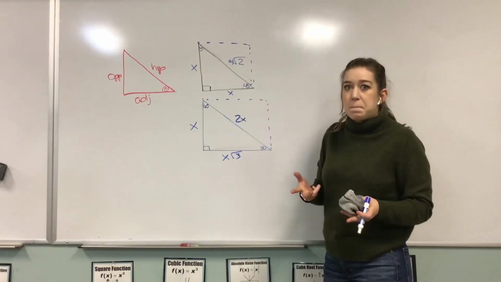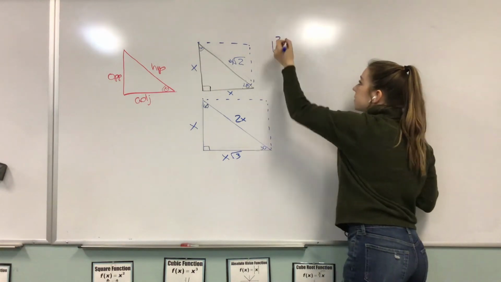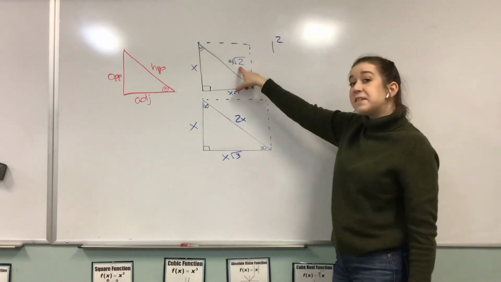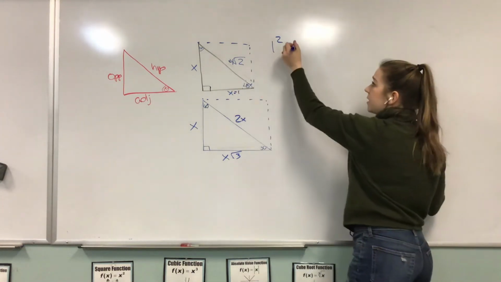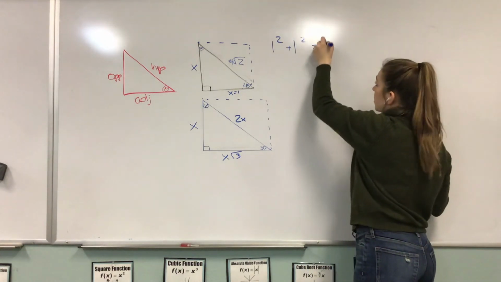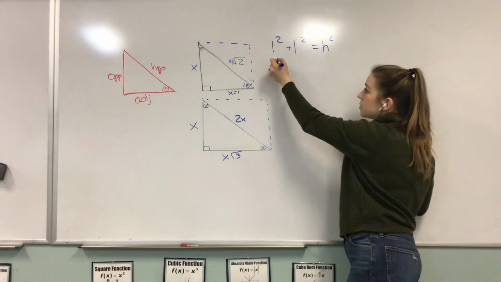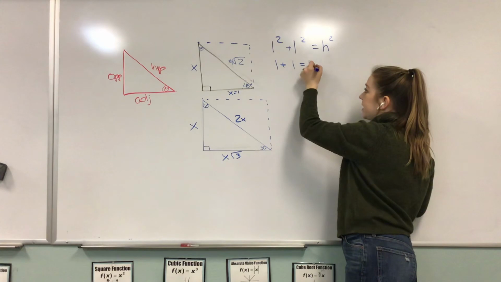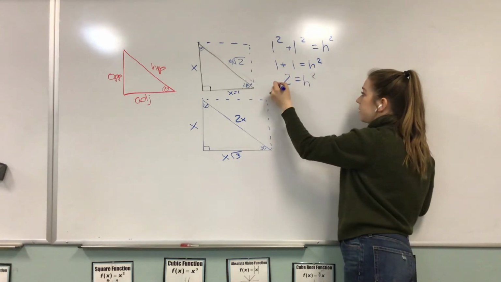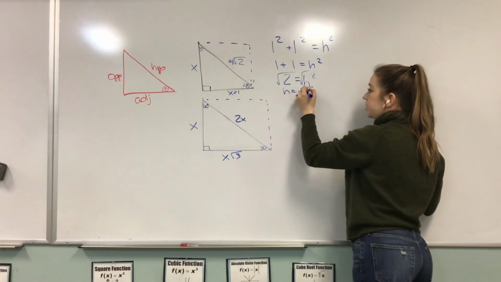I'm going to go ahead and prove it with 1. So, say my x equals 1. I want to prove that that's true. So if I have a side that's 1 squared, and I have another side that's 1 squared, we're going to call this our hypotenuse squared, because we want to prove that it's true. This is 1 plus 1 equals h squared. 2 equals h squared. Take the square root, and h equals root 2.